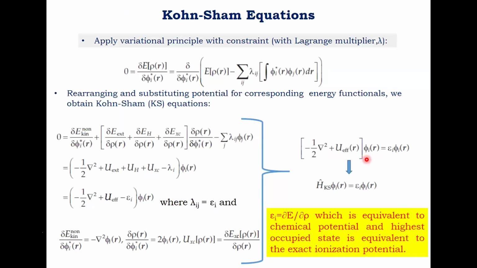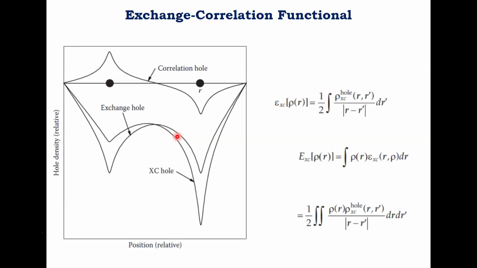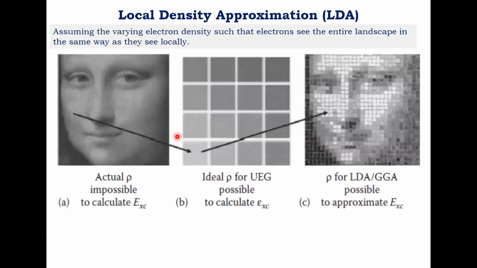Now coming to the parts of this equation: the external energy part and the Hartree energy part can be found out easily, and the exchange correlation energy part is still difficult to find out. For this, there are different approximations. I am not going to discuss the exchange correlation hole part. I'm directly coming to the theory part. So what is the theory to represent this exchange correlation part? This is given by the local density approximation or the generalized gradient approximation.